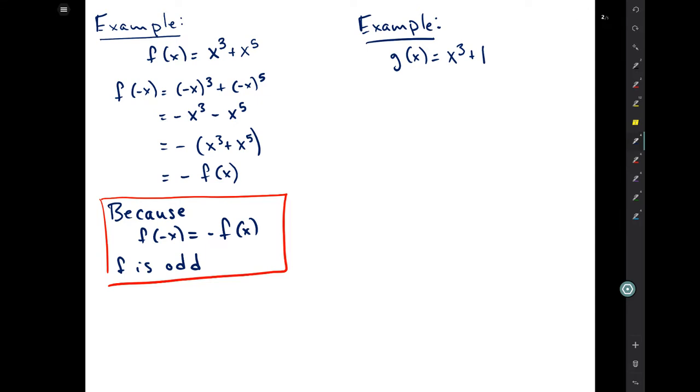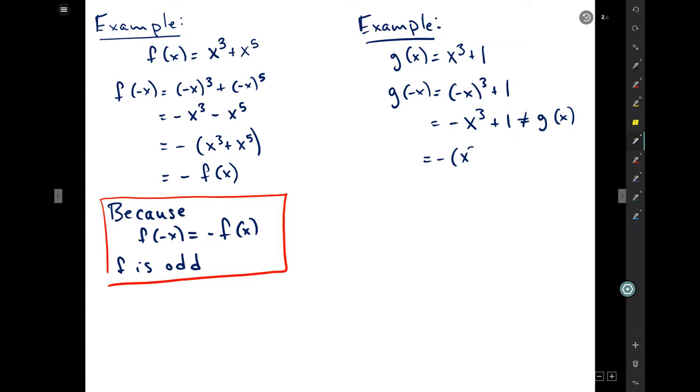Let's look at another example. So g of x here is x cubed plus 1. So now, if I plug in minus x, I have minus x all cubed plus 1. So again, that's negative x cubed plus 1. Here, this is obviously not what I started with. This is not the original equation g of x. And if I try to factor a negative out, this would be x cubed minus 1.